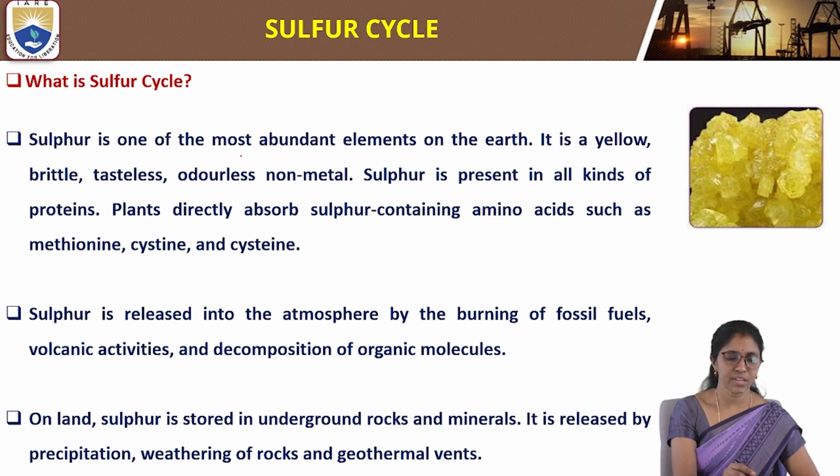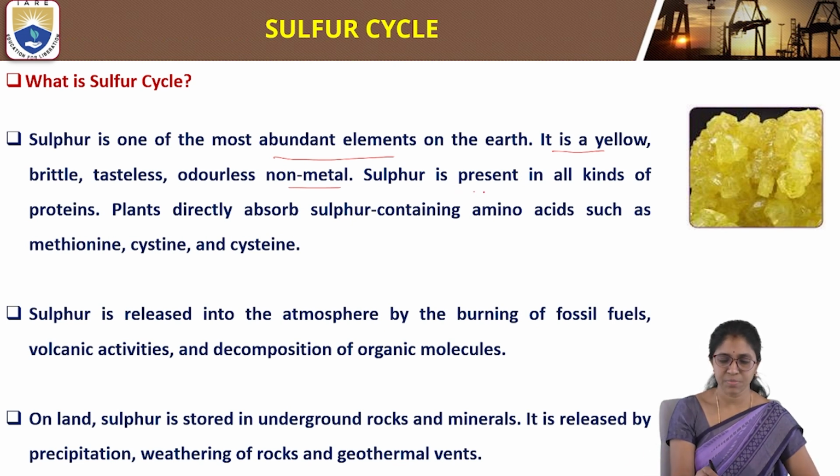Sulfur is one of the most abundant elements on the earth. It is yellow in color, and it is a brittle, tasteless and odorless non-metal.